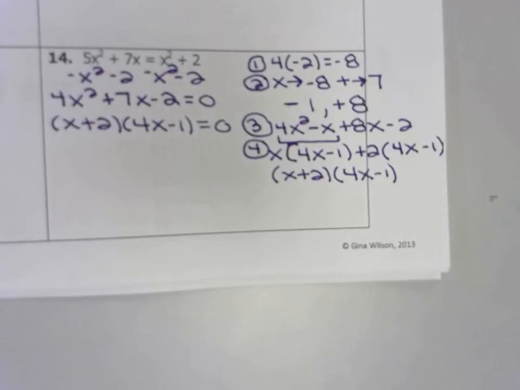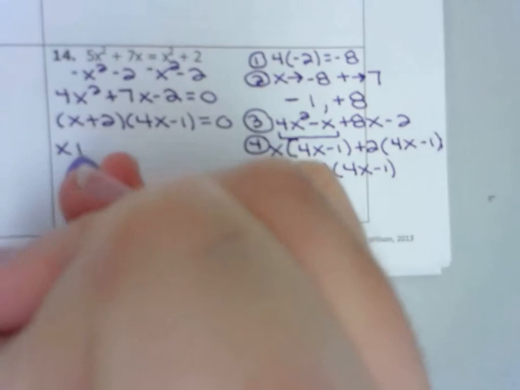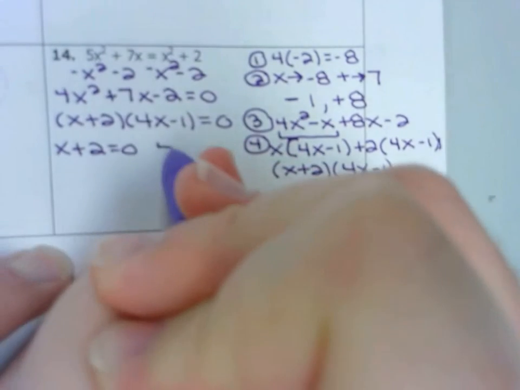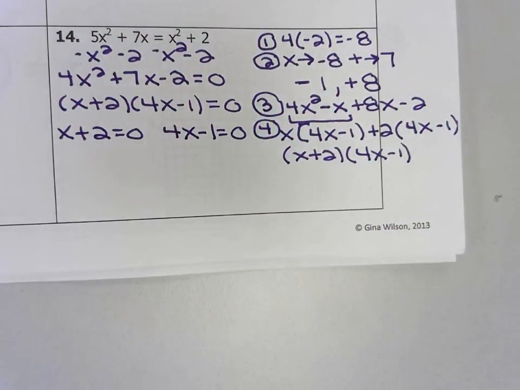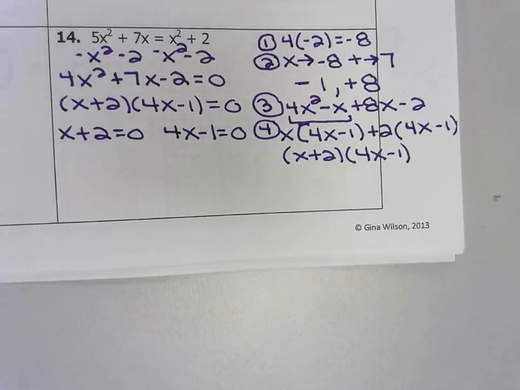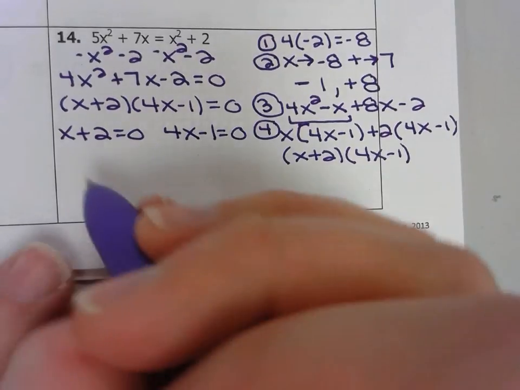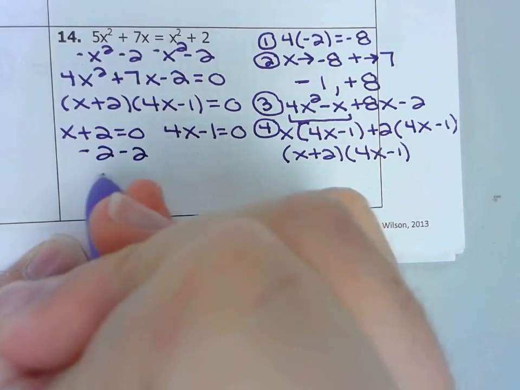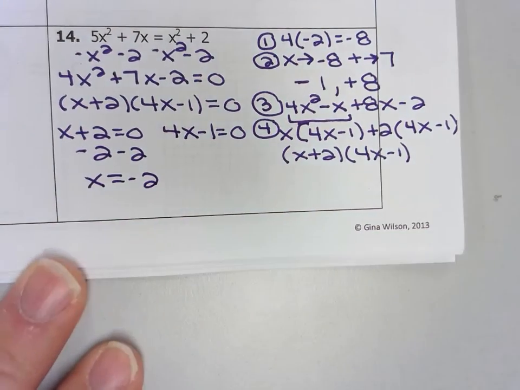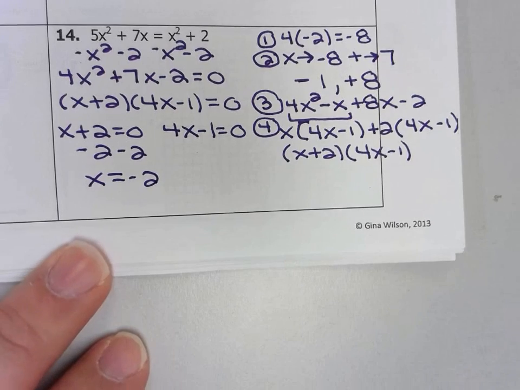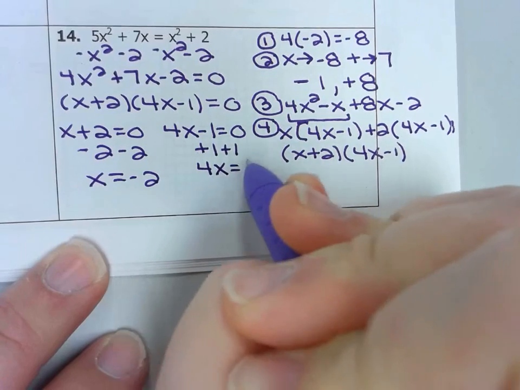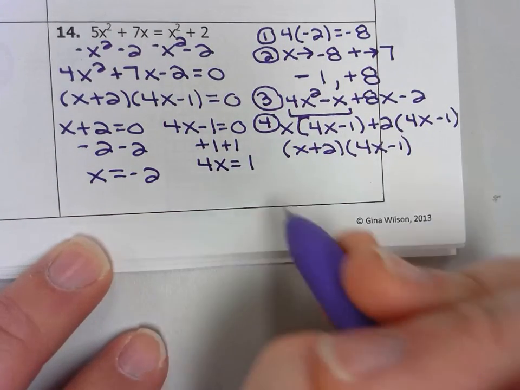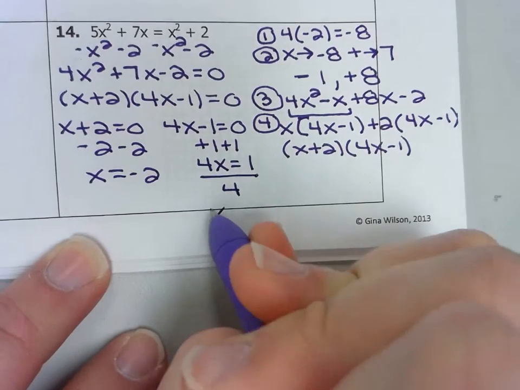So what do I do to solve each of these factors? Set them equal to 0. So x plus 2 equals 0. 4x minus 1 equals 0. So it's the same idea we did yesterday, except it's going to be a little harder to factor. So x plus 2 equals 0. Minus 2, x equals negative 2 is the first one. The second equation, add 1, 4x equals 1. Divide by 4, so x equals 1/4.